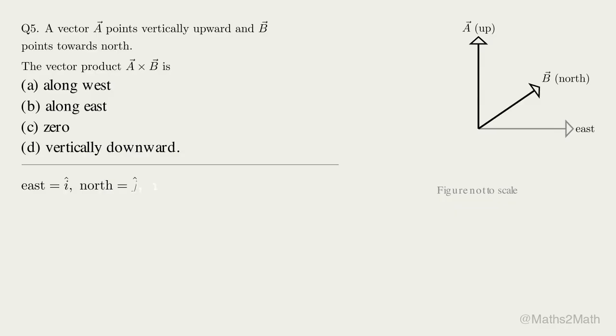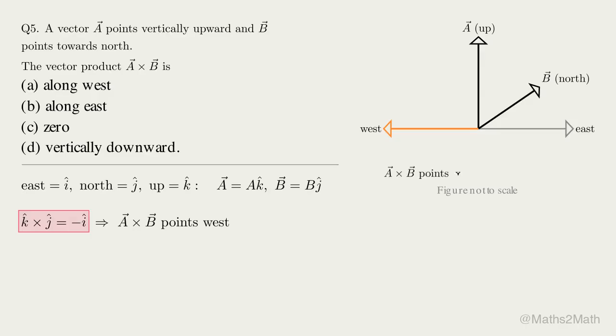Set up axes. East is x, north is y, and up is z. Then A is along z and B is along y. K hat cross J hat is minus I hat. The product points along the negative x direction, which is west. Hence, the answer is Option A, along west.